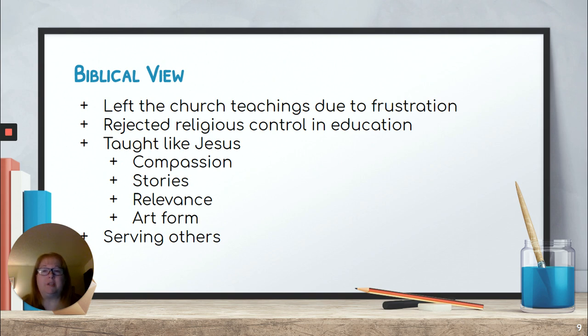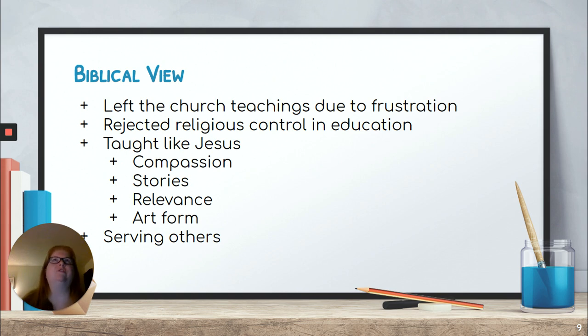However, he rejected religious control in education. He did not like seeing the churches being in the sole control of what students learned, and that was their focus, that they were always learning about the Bible or they were always learning about Christianity. And so he felt like schools should not be controlled by religion. But when you look at his methods for teaching, it was very similar to the way that Jesus taught.